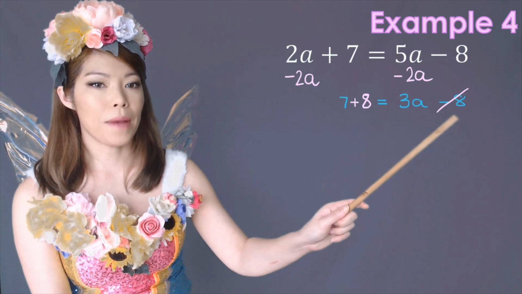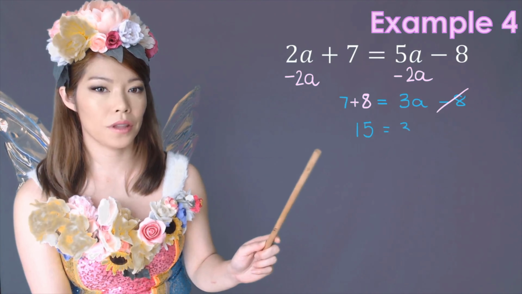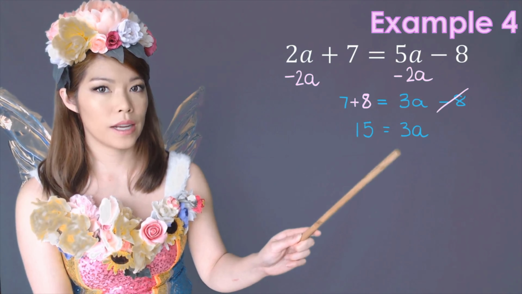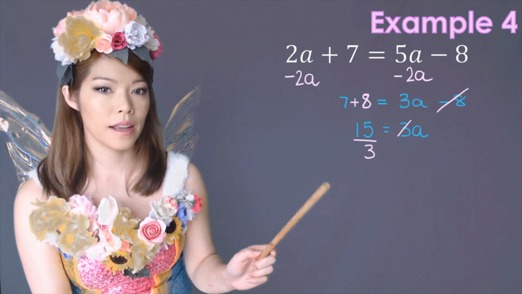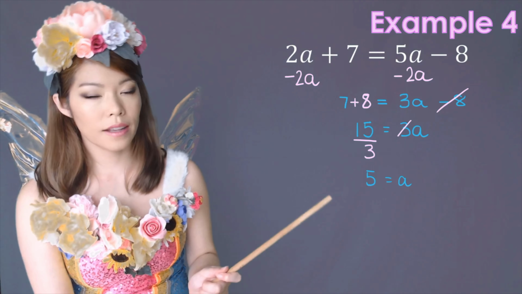So now we get rid of the minus 8 by adding 8 on the other side. So we have 15 equals 3a, and the inverse of 3 times a is dividing by 3. So we get a is equal to 5. Again, to check, sub it back in.